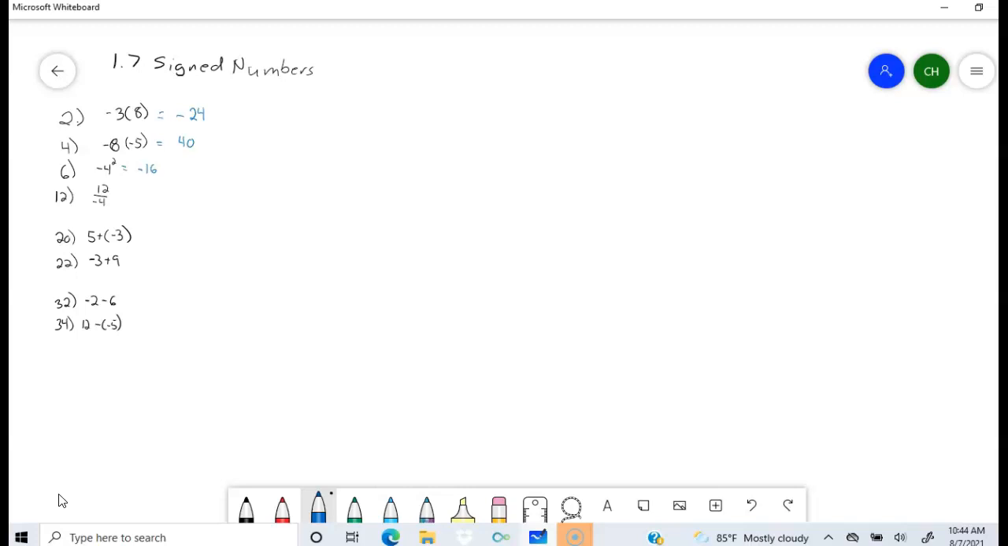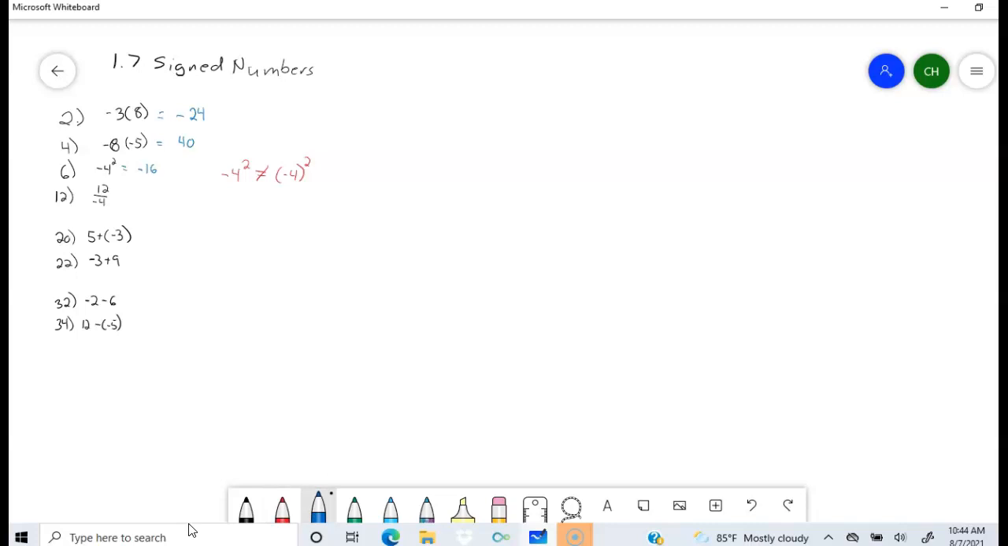Okay, this is where I'm going to make a little note here. Negative 4 squared is not equal to negative 4 squared. Really important to note.